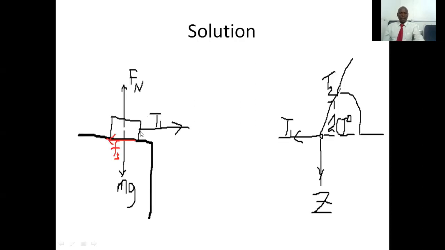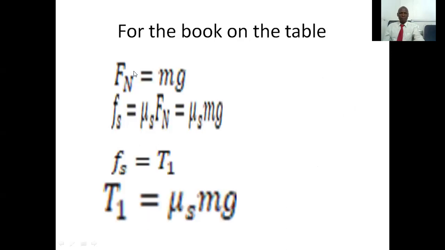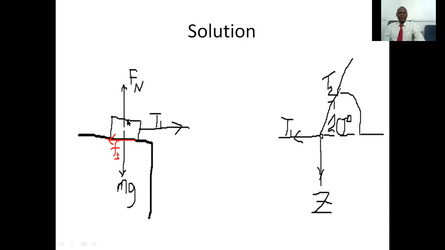As I indicated earlier, we have a force T1 which is pulling this object in the positive x direction, and then we have the counter force, which is the resisting force, the friction Fs. It is Fs because this is static, it's not moving. And for a body which is not moving up or down, the normal force, which is the force with which the table pushes the book up, is equal to the weight of the book.